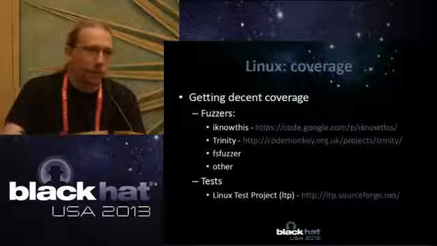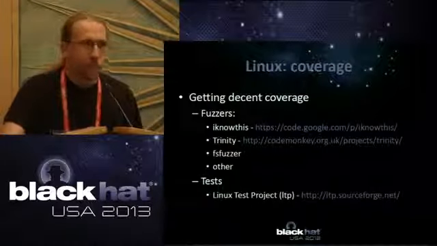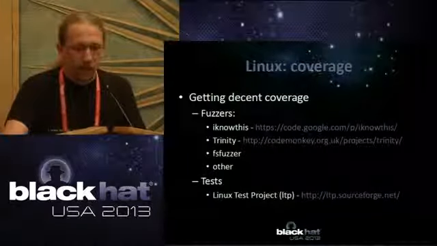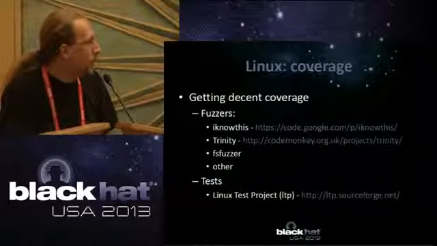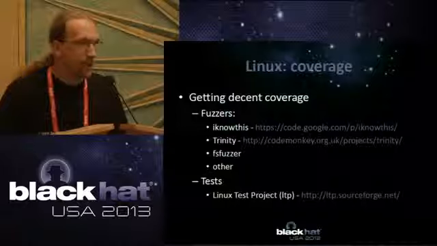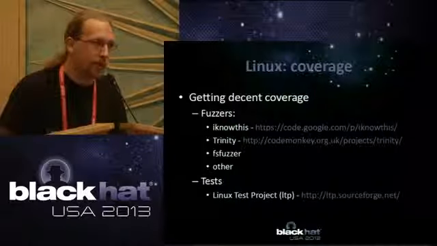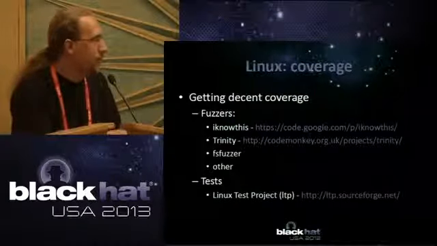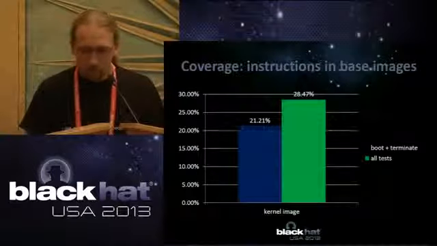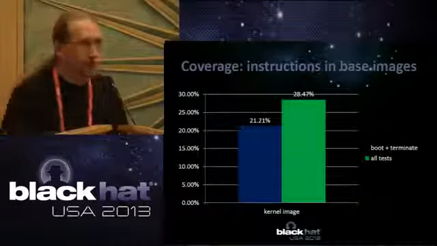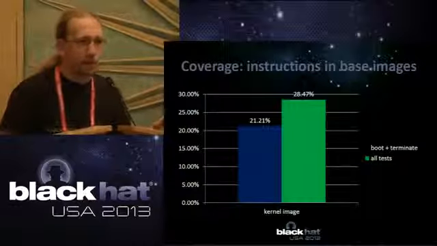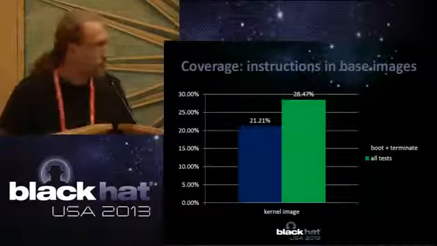Okay, so we have symbolization, we have thread information, we have module information. Now how do we get the coverage? We run fuzzers. Fuzzers sometimes get decent coverage. We run iknowthis, Trinity, fsfuzzer, and some others. We also run the Linux Test Project, which is a really cool set of tests. In the end, we got a coverage on the level of, I guess, 28%. This is, by the way, instruction granularity in the kernel. So it's, I would say, 1/4.